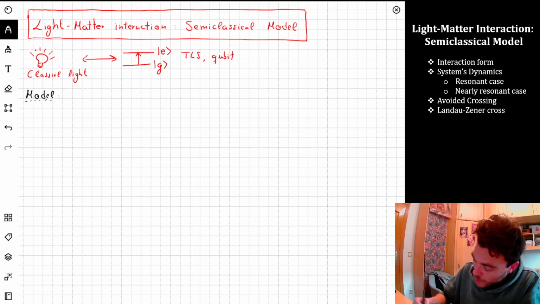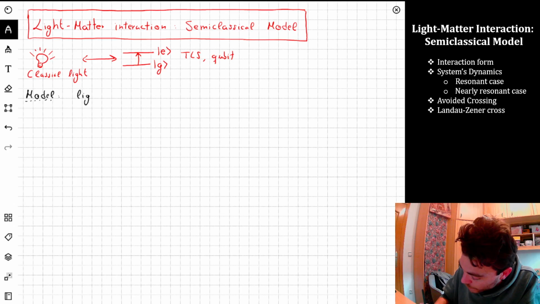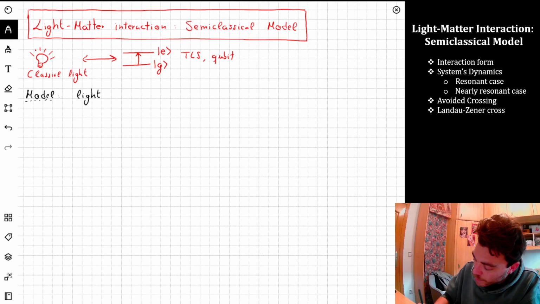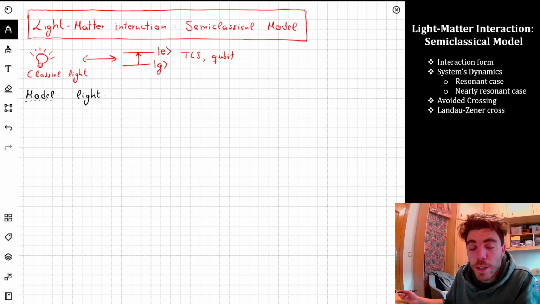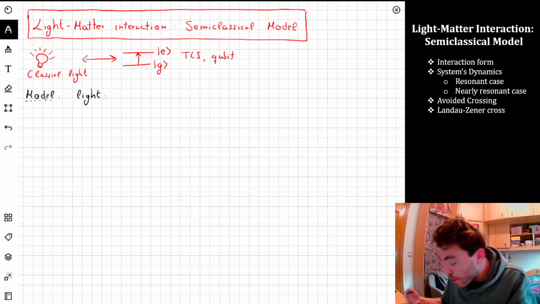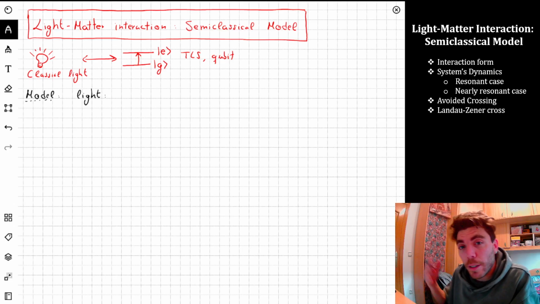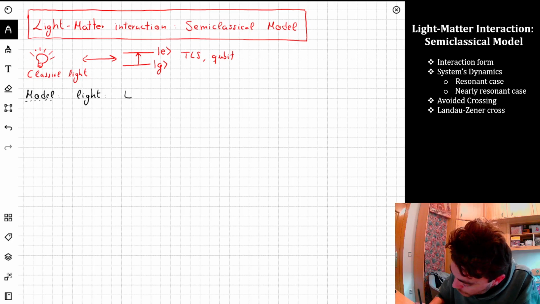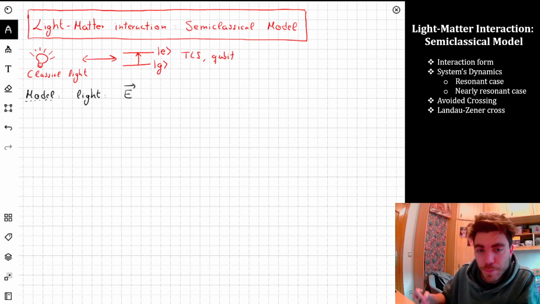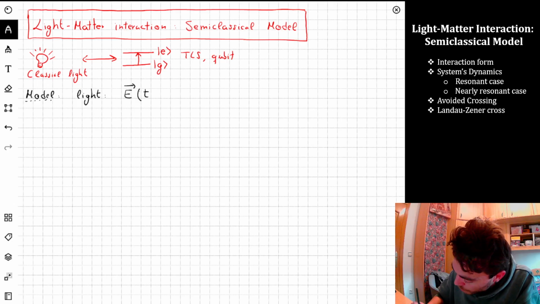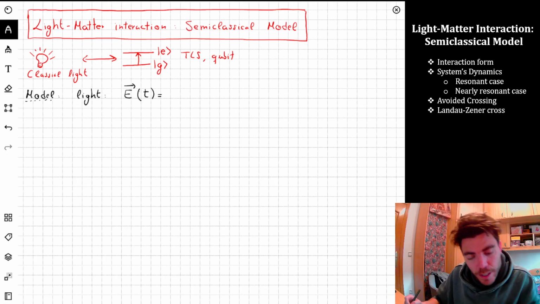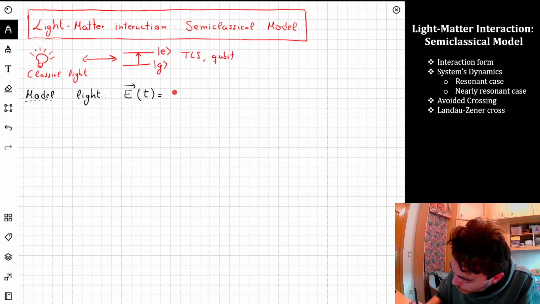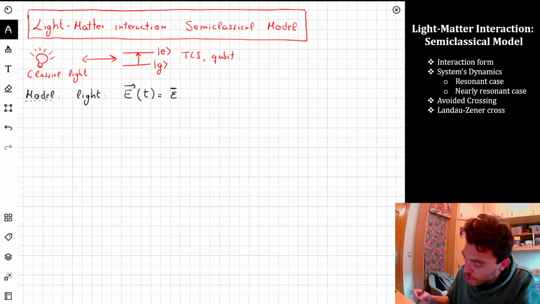And so the model is, first we need a model for our light, and you know, light is the solution of Maxwell's equations in the form of electromagnetic waves. So they are spatiotemporal waves. They will depend on space and on time. But here we will write an electric field that will depend only on time, and we will write it such that the electric field is going to have some direction, some polarization. This just means a unit vector in the polarization direction, epsilon.